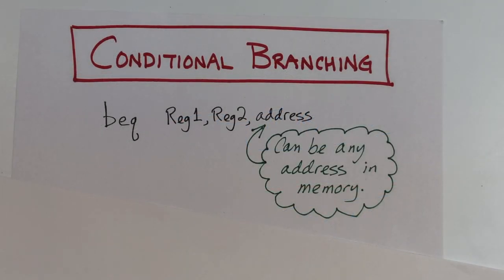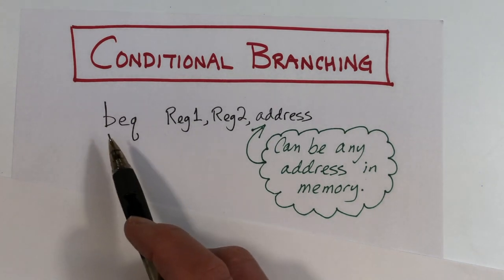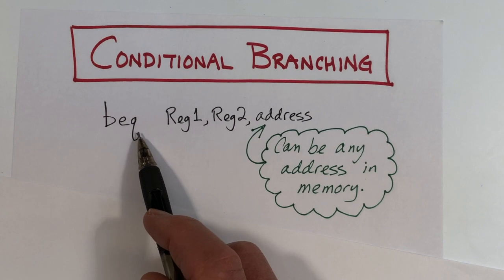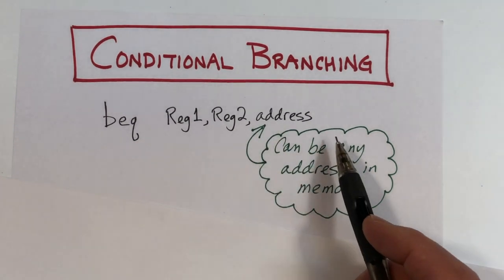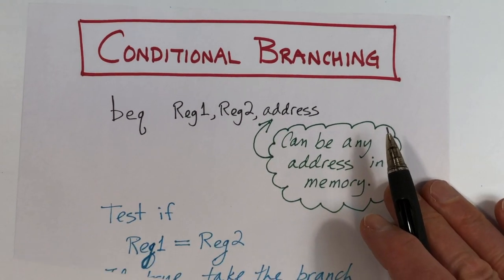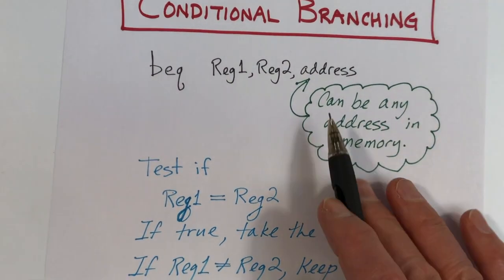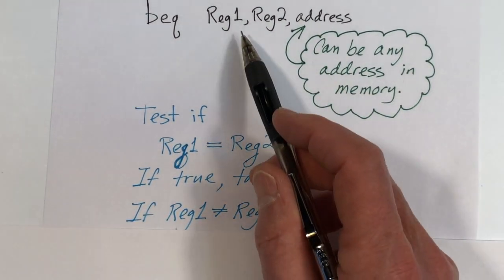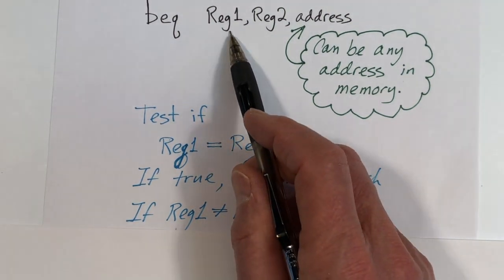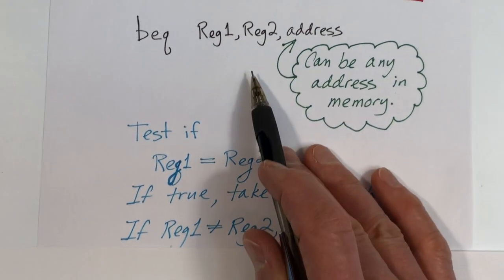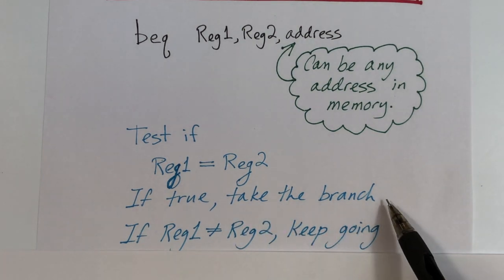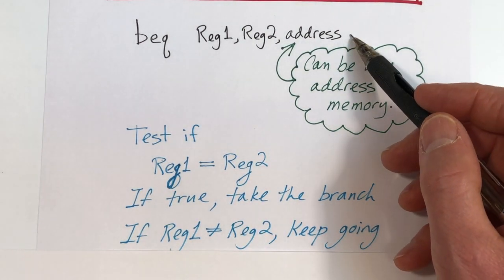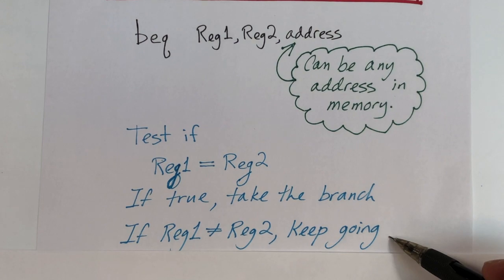Let's look at how these conditional branching instructions can be used by the compiler to produce code for common constructs like the if-then-else statement. We'll look at the branch equal instruction. This is a synthetic instruction, so the address can be any location in memory. And what this thing does is it tests the condition, in this case equality. If the value in register 1 is equal to the value in register 2, then we will take the branch to the target address. Otherwise, we'll keep going.